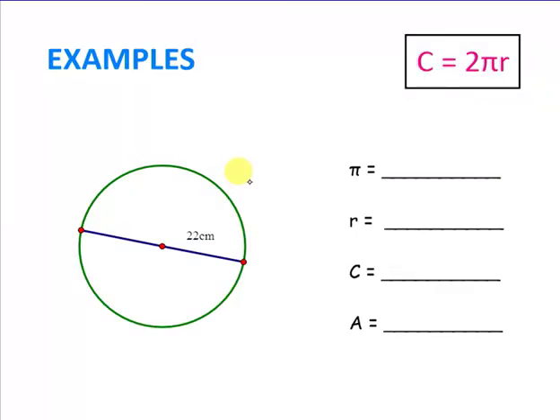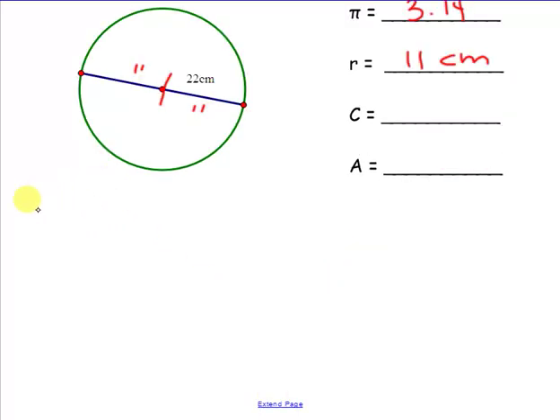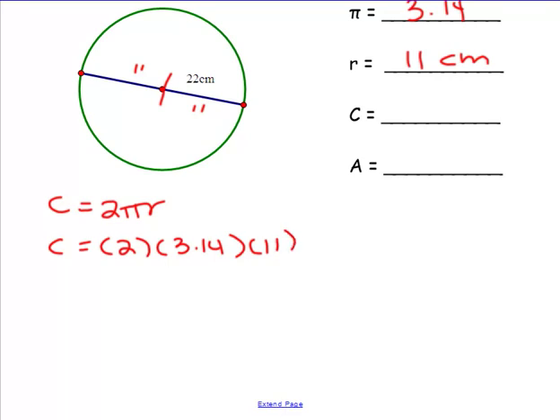Okay, so let's go ahead and look at our first actual example. So pi is 3.14. The radius here is going to be half of the diameter. So if the diameter is 22, then the radius is going to be 11. So we have 11 centimeters. And notice I'm asking you for the circumference and for the area, okay? So let's go ahead and calculate the circumference first. So C equals 2 pi r. C equals 2 times 3.14 times 11. And then go ahead and put that all in one big multiplication operation. And you're going to get 69.08. So the circumference is 69.08 centimeters.